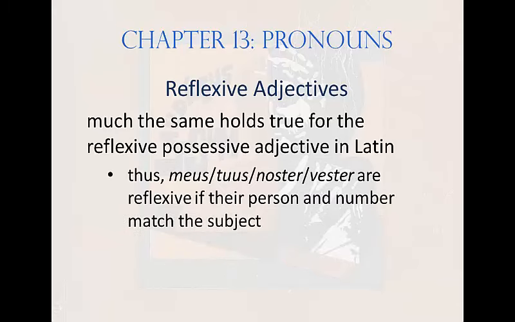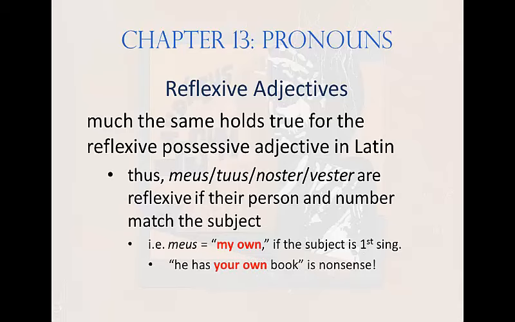Just as with the pronouns, the first and second person singular and plural reflexive possessive adjectives are the same as their personal possessive adjective counterparts, meus, tuus, noster, and vester, all of which become reflexive if they match the subject in person and number. That is, meus turns into my own if the subject is I, tuus, your own if the subject is you, and so on. Note that they cannot be reflexive unless they are the same person and number as the subject. He has your own book makes no sense. It has to be you have your own book.